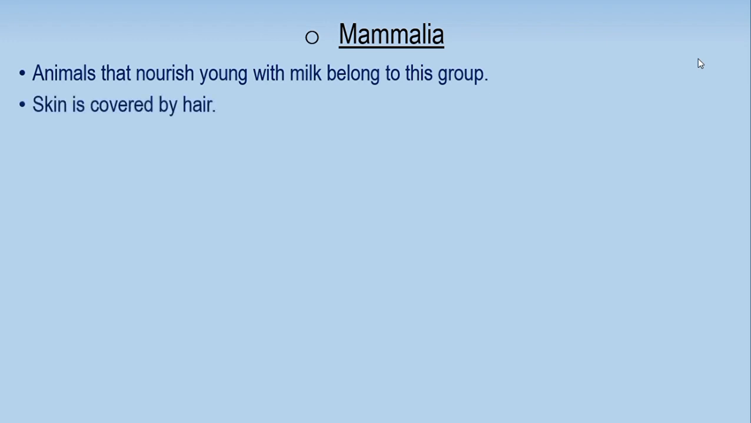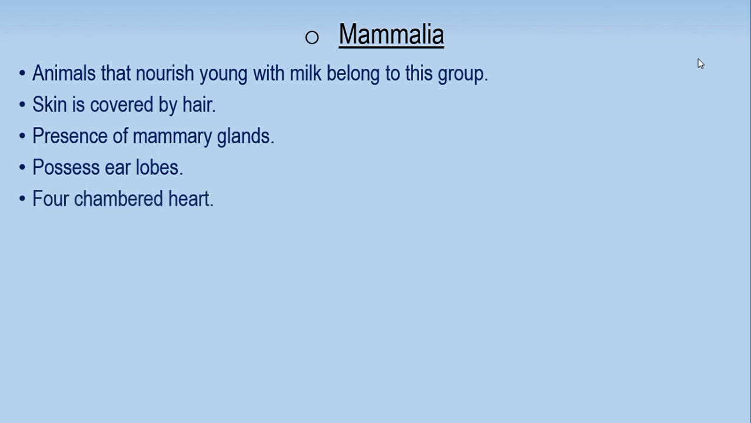And their skin is covered by hair, right? And they have mammary glands, right? Mammary glands are present with them, and they have earlobes. That means their ear is visible to the external environment, right? So the outermost part of their ear is known as the earlobe, right? And they also have a four-chambered heart with two atria and two ventricles.